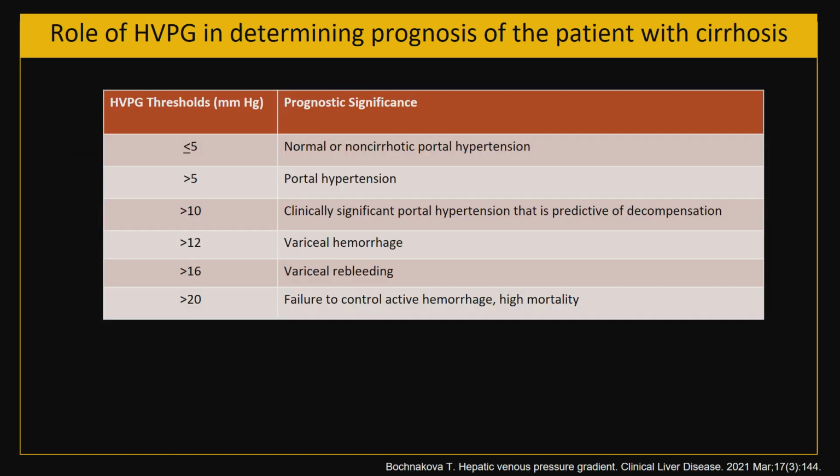It has a very important correlation with the portal perfusion pressure. In a normal patient, it is usually less than or equal to 5, and sometimes even in non-cirrhotic portal hypertension we can get an HVPG less than or equal to 5. With a gradual increase in HVPG, we may see various manifestations of portal hypertension. We call it portal hypertension if HVPG is more than 5. If it is more than 10, the patient will have decompensation in the form of ascites. At more than 12 mmHg, the patient has variceal bleeding, and at more than 16 mmHg, there is a risk of rebleeding. If it is more than 20, there is a high risk of mortality.